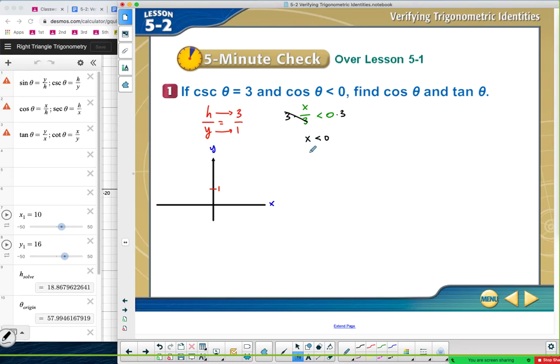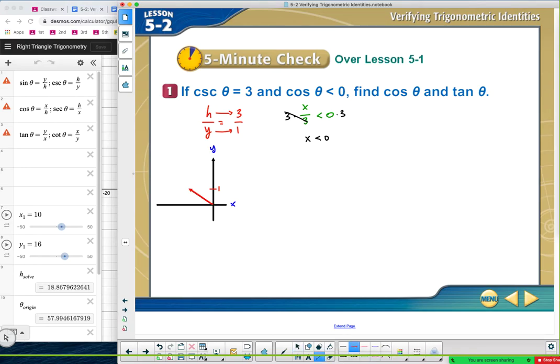So x is negative. What we just determined is if we were going to draw a triangle, we would need to draw it in the second quadrant, meaning it needs to be up 1 unit, which makes y positive in the first 2 quadrants. And then because x is less than 0, it's got to be in the second quadrant on the left side. So we'd have some triangle over here where we don't know the x.